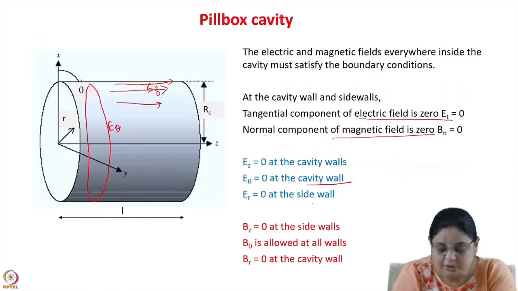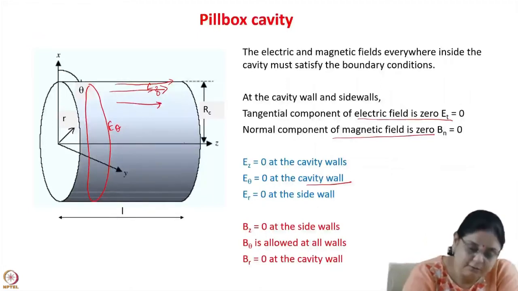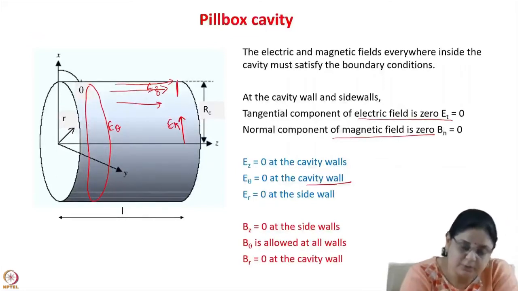ER is equal to 0 at the side wall. So if you have ER, it will be in this direction. Now at this boundary, it is the normal component, so it need not be 0. However, at the end wall boundary, it is the tangential component, so it should be equal to 0.